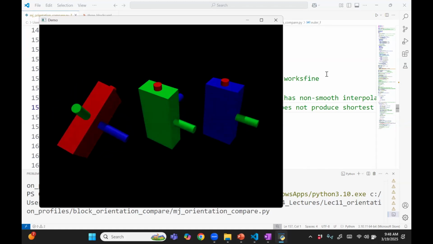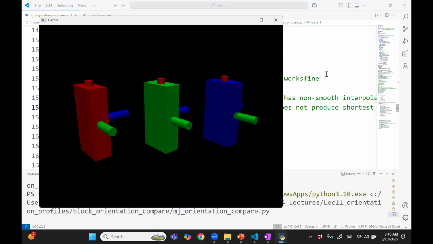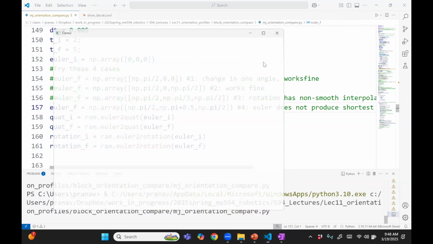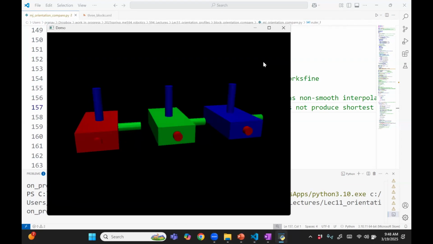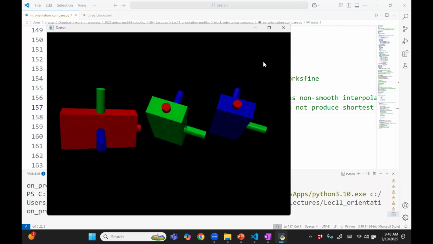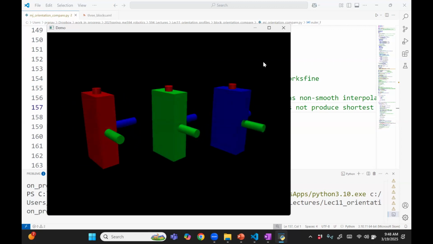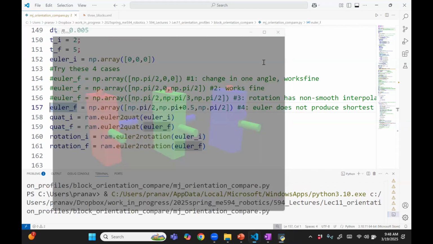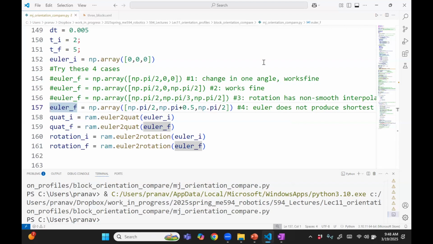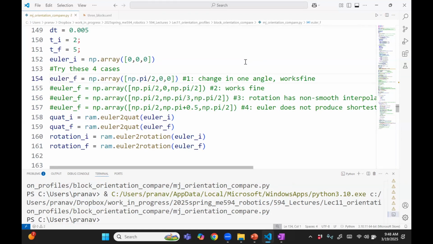So the red one behaved weirdly. It ended in the same configuration, but it did go through a rather large rotation compared to the other two. So this one does not give the shortest path, and that's because it goes through the singularity. Clearly, if you have a manipulator and end effector and you use Euler angles, when it goes through the singularity, it's going to rotate all over the place, which is not ideal. So this is just showing the issues with using these various representations for interpolation.